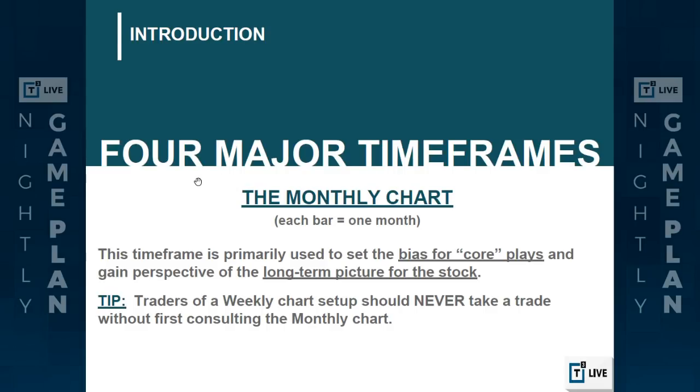Okay, the four major time frames. The monthly chart, each bar equals 1 month. This time frame is primarily used to set the bias for core plays and gain perspective of the long-term picture for the stock, right? So it's mostly for core plays and just really to get a perspective of what's happening with the stock on the longer term charts. This afternoon in the black room, we looked at the GLD, which is the tracking ETF for gold, and we looked at a number of gold stocks. What did I look at first? The monthly charts.